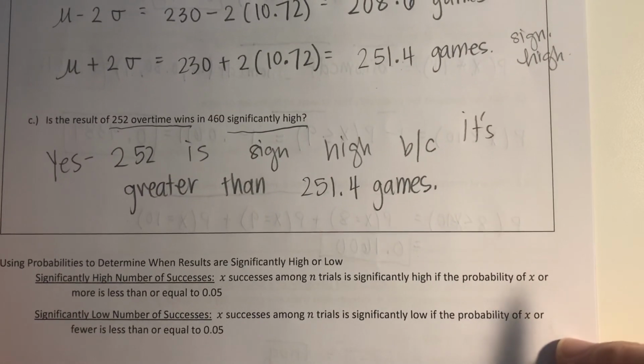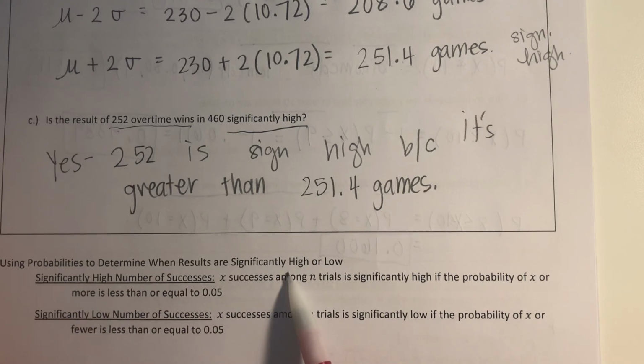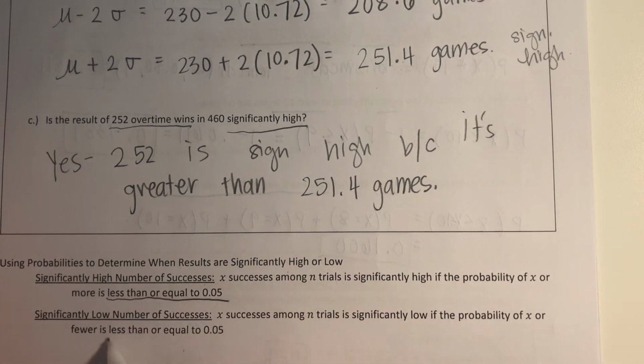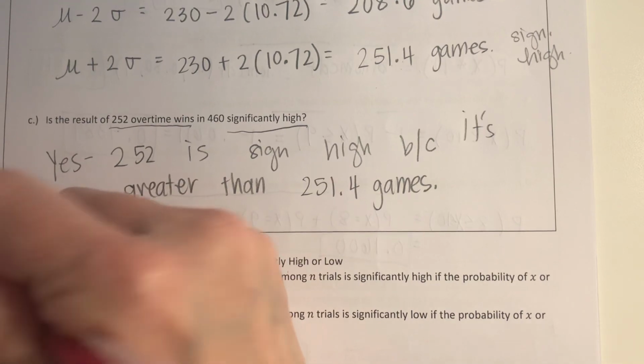There's another way to do this, using probabilities to determine whether results are significantly high or low. You can go ahead and calculate those probabilities, and as long as they are less than or equal to 0.05, very small, very unlikely, then we can say that it's significantly high or significantly low.